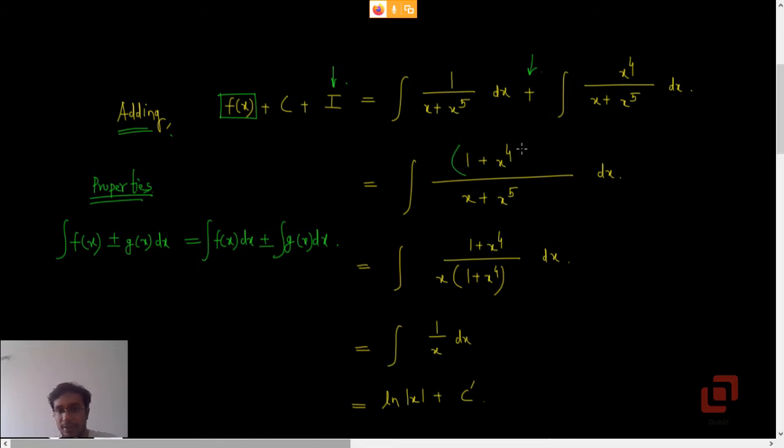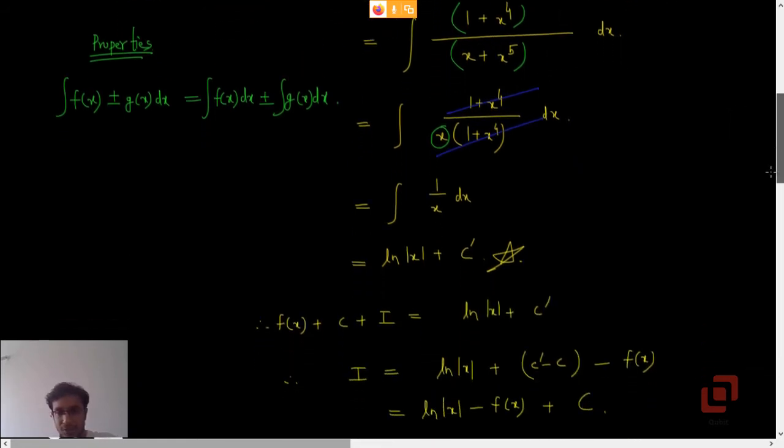So the numerator will be 1 plus x raised to 4. The denominator is the same, so x plus x raised to 5. Take x common from the denominator and then finally cancel 1 plus x raised to 4 with 1 plus x raised to 4. So you get 1 upon x, and the integral of 1 upon x is log of x plus c. So without actually calculating both integrals separately, we directly got the relation between them.